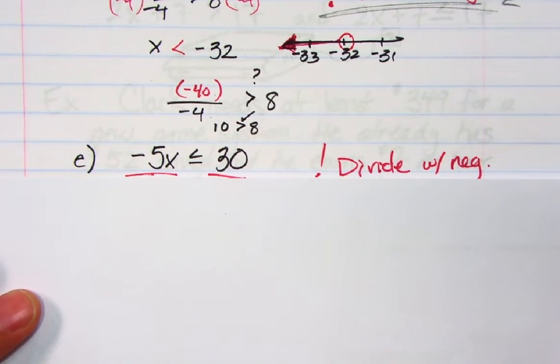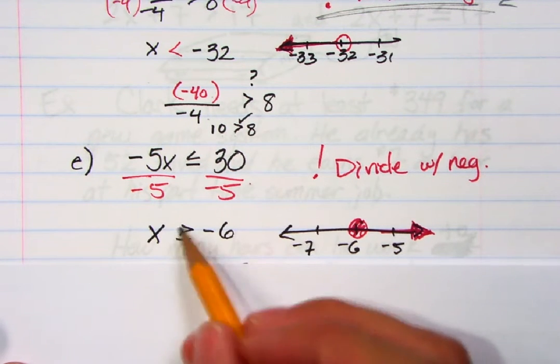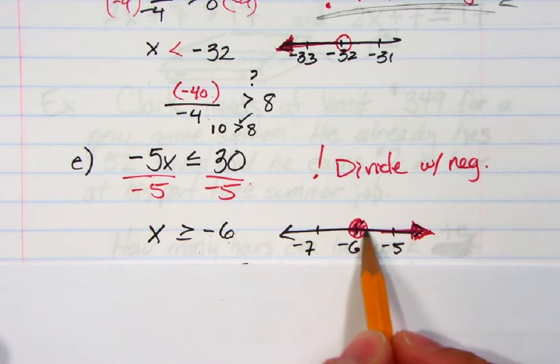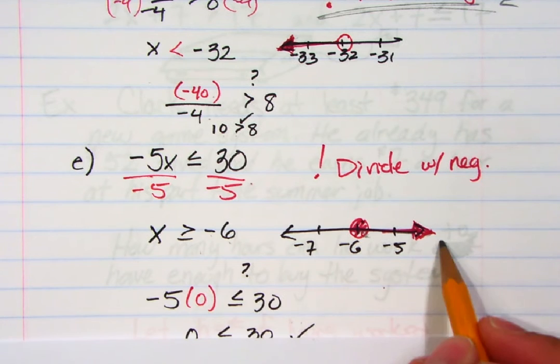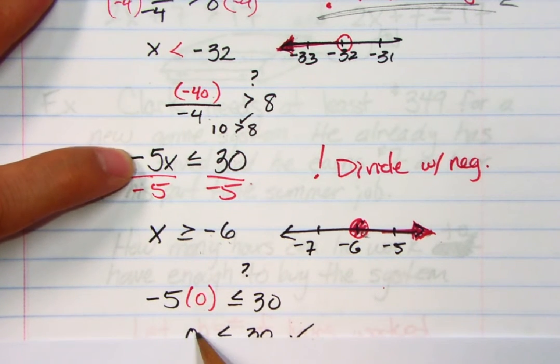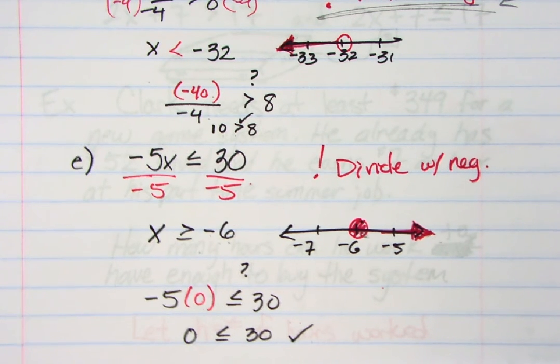All right, last one. Oh, you already saw here I'm dividing by a negative. Then what did you get? All right, you should have x is greater than or equal to -6. And so I close the circle at -6, and all the numbers larger than that. I can double check. 0 is bigger than -6. So go back here. 5 times 0 is 0. That should be less than 30. And it is. All right, that's it for the extra examples.